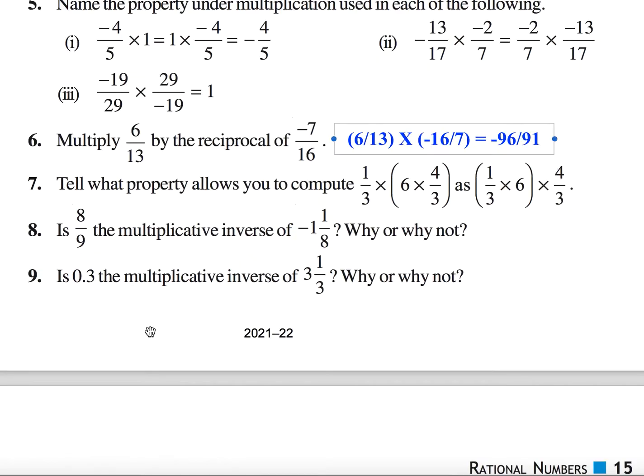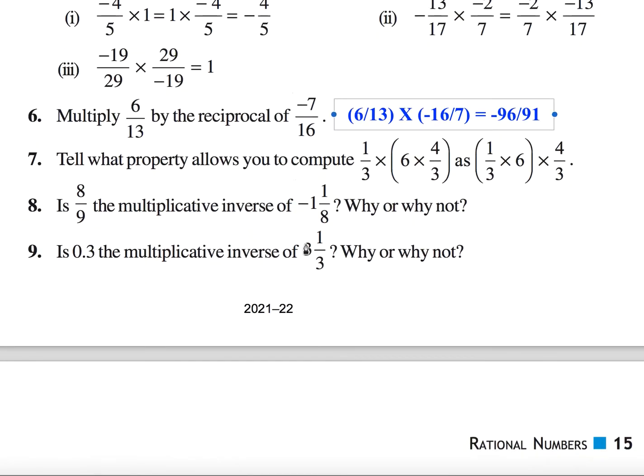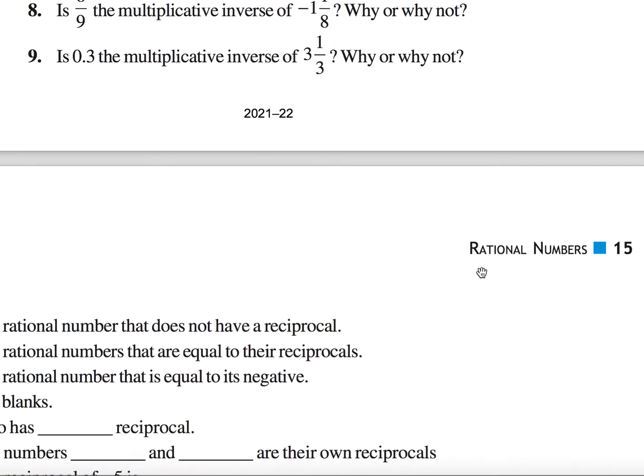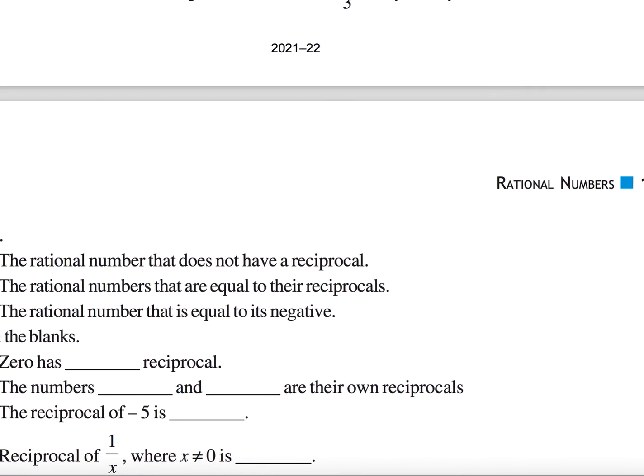Is 10 by 3 the multiplicative inverse of 0.3? 0.3 is 3 by 10, and yes, 3 by 10 into 10 by 3 is going to be 1. So this is the multiplicative inverse of 0.3.